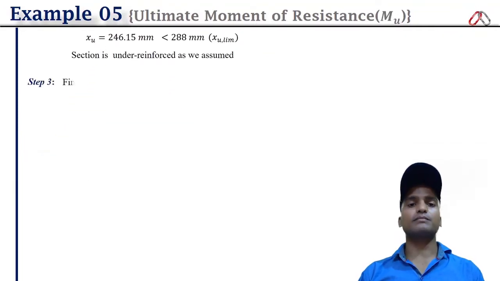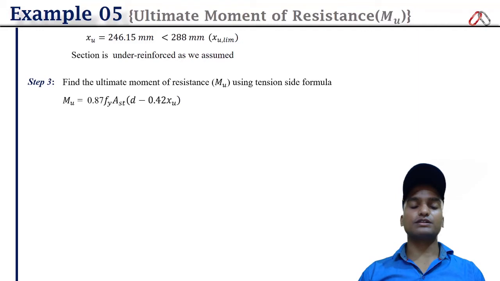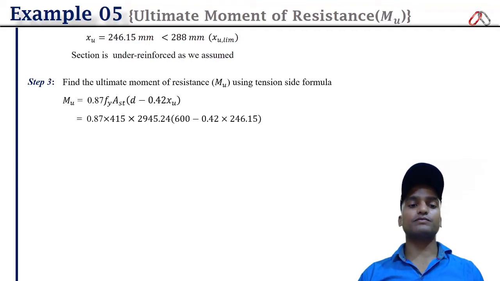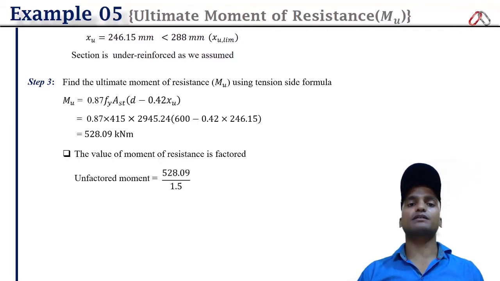In the third step, we just have to calculate the ultimate moment of resistance. We can use the tension side formula, where Mu can be calculated using this formula, and if we put all the values in megapascal, millimeter square and millimeter, then we get the moment of resistance in the first case equal to 528 kilonewton meter. Now this value of moment of resistance is factored, so we can calculate the unfactored moment by dividing by 1.5. So the unfactored moment comes to be 352 kilonewton meter.